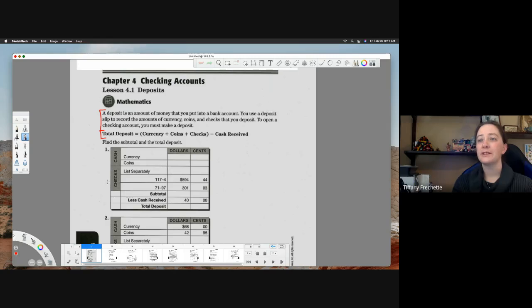If you look at this deposit slip, they don't want you to fill anything in here. They haven't given you any extra information. All they want you to do is add together.